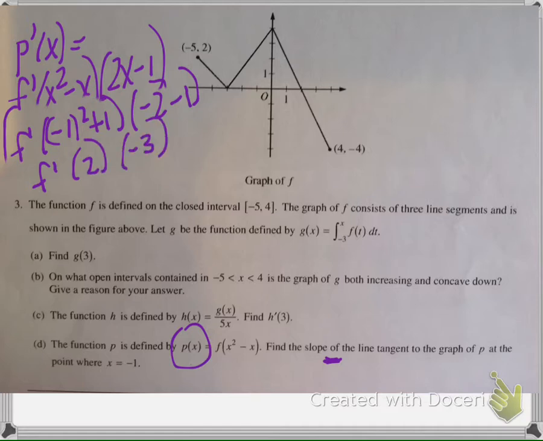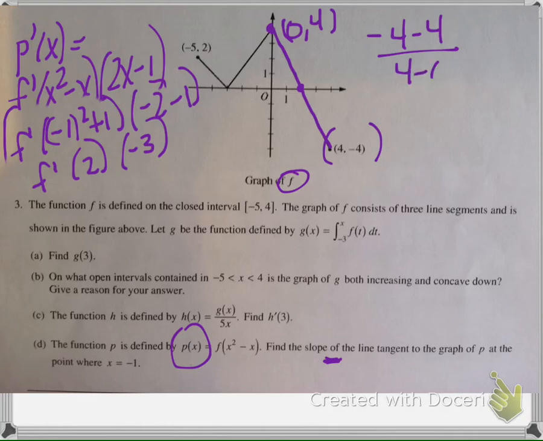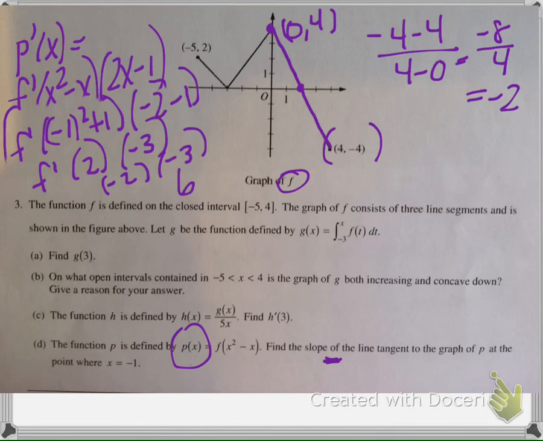So we need f prime of 2. So here's 2. This is the graph of f, and we need the slope there. So hopefully you notice that this is a straight line, so the slope is the same everywhere on that line. And we are given 2 points. We have 0, 4. And then we have this, 4, 4. So y2 minus y1 over x2 minus x1. And we get negative 2. So f prime of 2 is negative 2 times negative 3. And we get 6 as the answer.